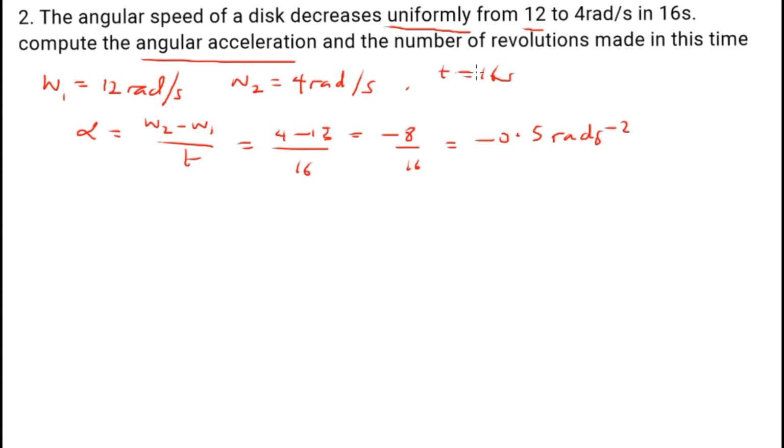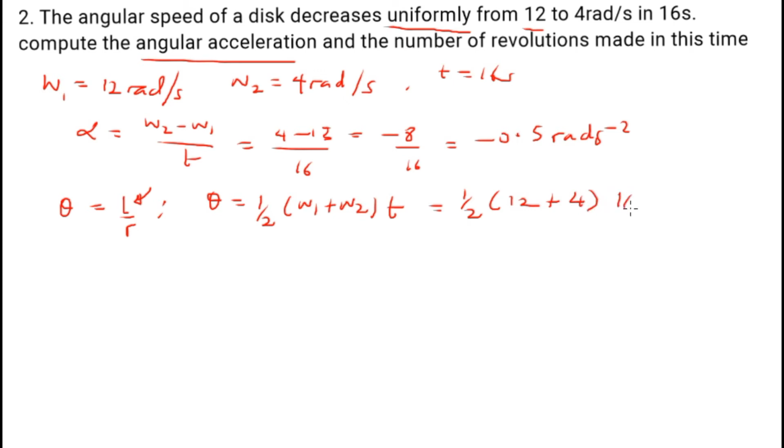To find the number of revolutions made in this time, notice that the number of revolutions is the angle theta, and it has a lot of formulas. It is given as L upon R. It can also be found using the equations of motion, but since we don't have the linear distance, we'll consider the other equations of motion, like theta equals half of omega 1 plus omega 2, multiplied by t. So we'll have half of 12 plus 4, multiplied by the time, which is 16.